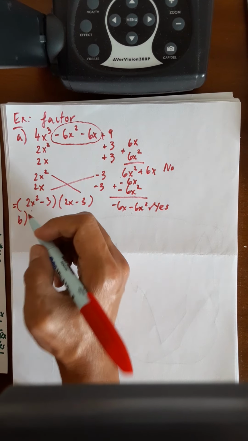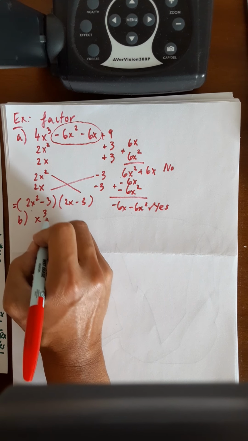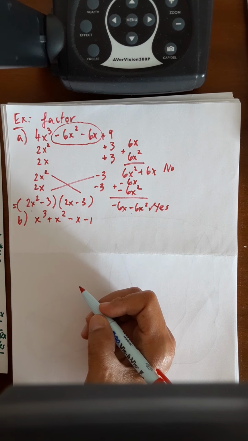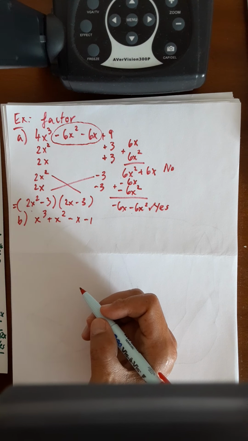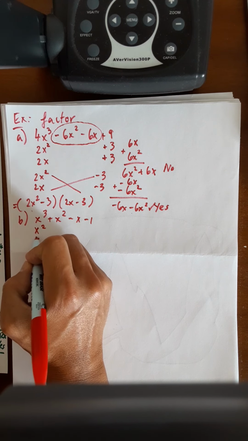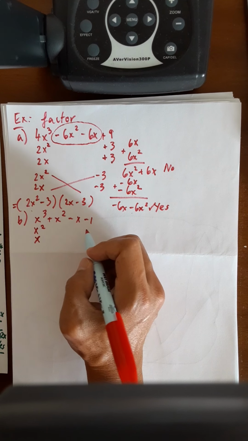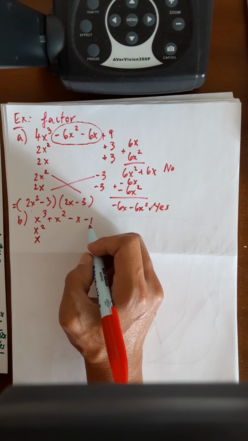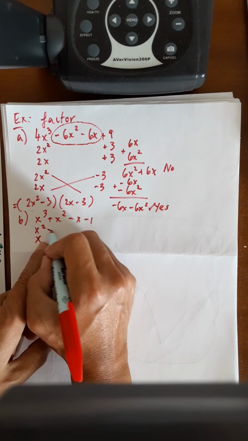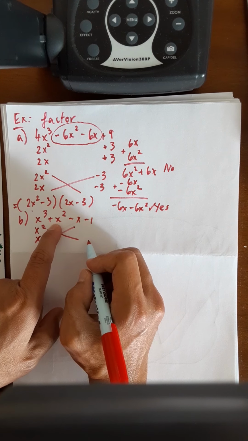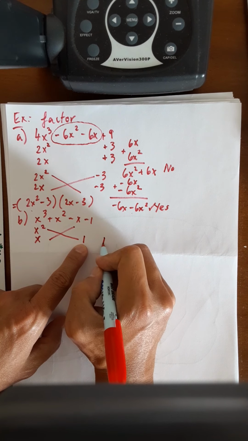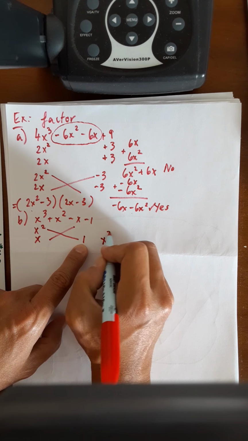Alright, so B: x cubed plus x squared minus x minus 1. You can try this for yourself using the same method. X cubed is x squared times x. Negative 1 is 1 times negative 1. Which one will I assign to? This is positive x squared, so I want to cross multiply so I can get positive 1x squared. So I put the 1 down here, because x squared times 1 is 1x squared, just x squared.